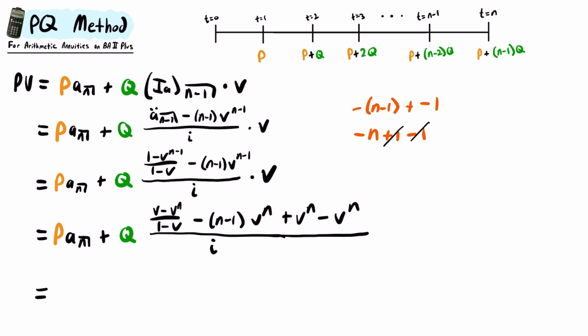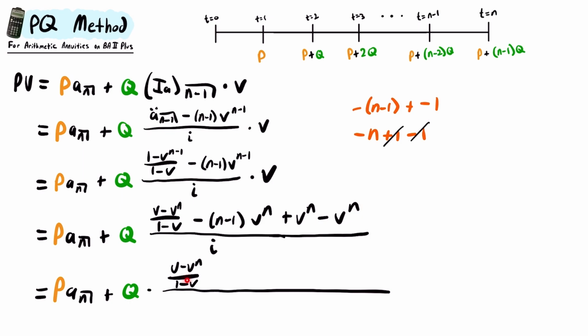Okay, so the next step here, if I rewrite everything else again, we still have p times a angle n plus q multiplied by that fraction. We have v minus v to the power of n divided by 1 minus v. And then I'm going to move this positive v to the power of n to be the next term. So we have plus v to the power of n. And now we can combine this term and this term. As I just showed over here, their coefficients combine. Negative n minus 1 plus negative 1 become negative n. So we have minus n times v to the power of n. And then the rest of this is not needed. We just have i in the denominator.